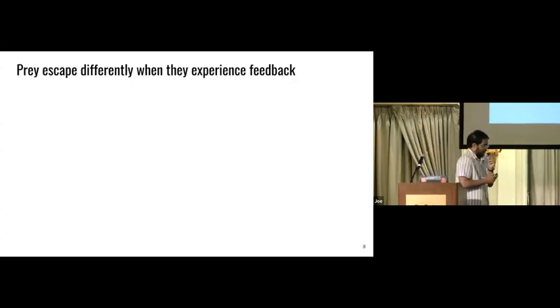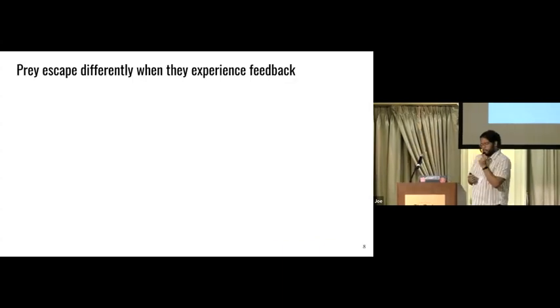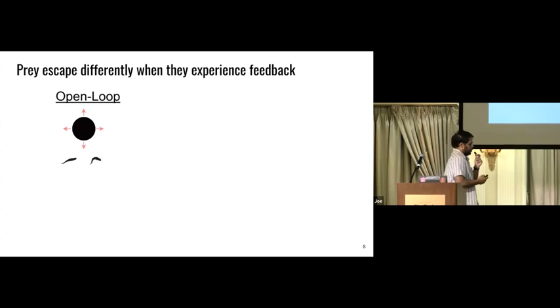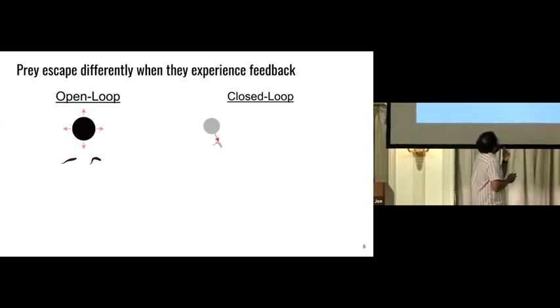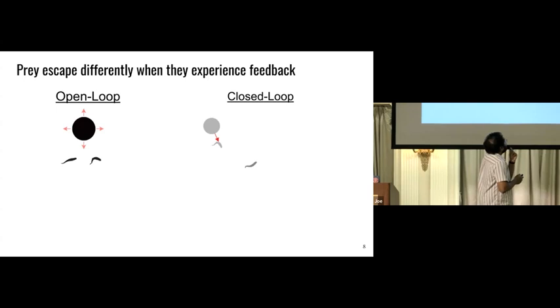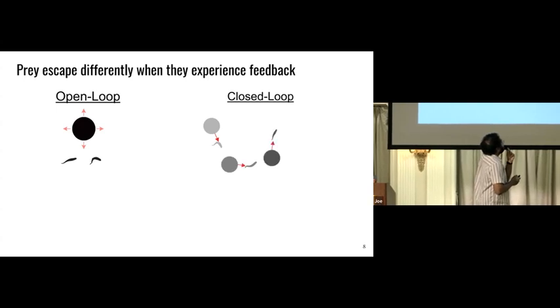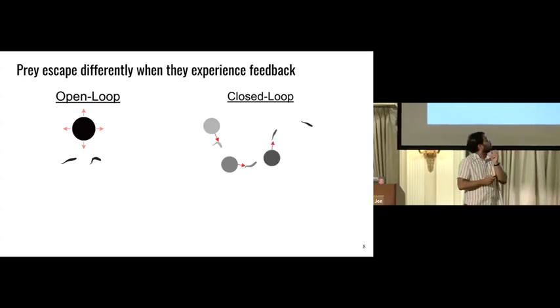So once you incorporate this feedback into experiments, the prey actually start escaping very differently. When you do not have feedback, you essentially have what is known as an open loop system, where you have some stimulus which plays and the fish reacts to it, and that's it. But once you have feedback, you have something known as a closed loop system, where the prey reacts, the stimulus reacts to it, and it goes on and on and on.